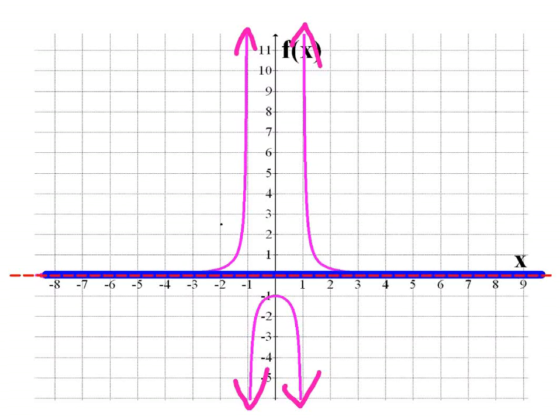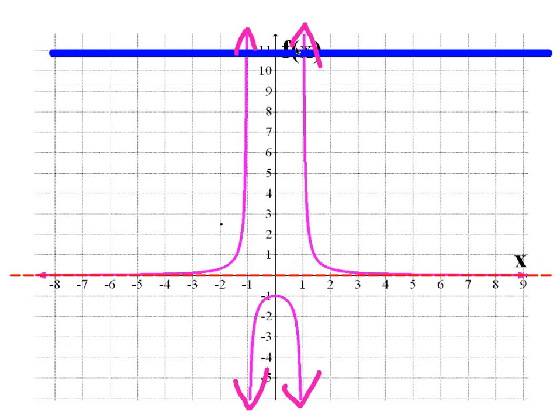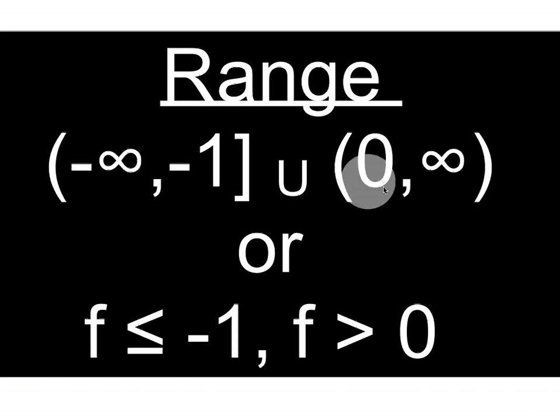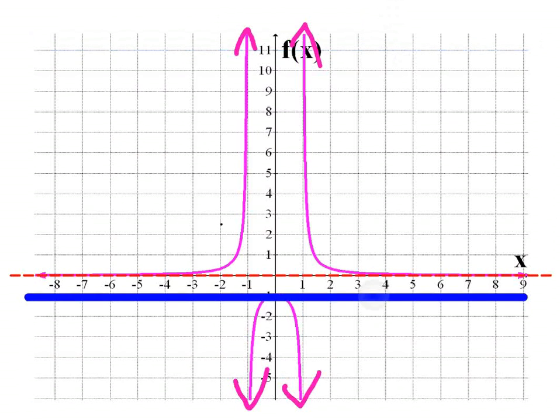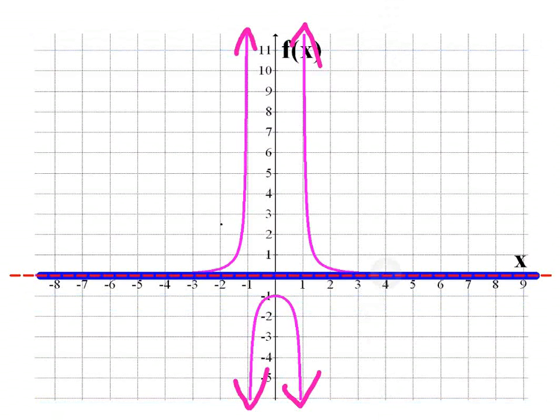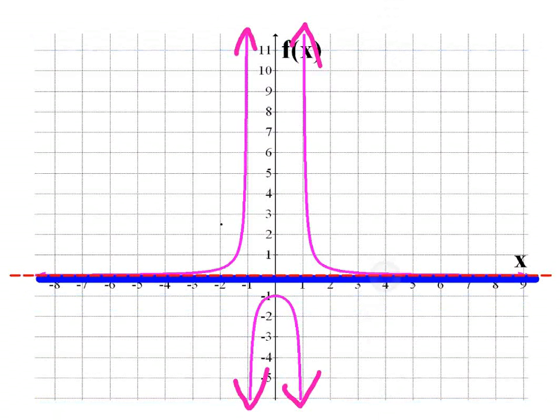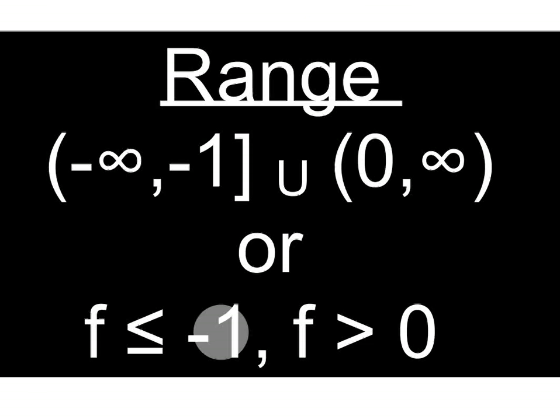Then as we scan all the way up the graph, it does touch all the way forever because of these arrows up here. And so we can go from 0 to infinity. And again, the other way to write this in inequality notation is f is less than or equal to -1, because if you go down at -1, it touches -1 and it's less than or equal to that, or f is greater than 0, not equal to 0. That's the two different ways to write the range for this function. By the way, this U means union, so you put these two things together to give you the range.